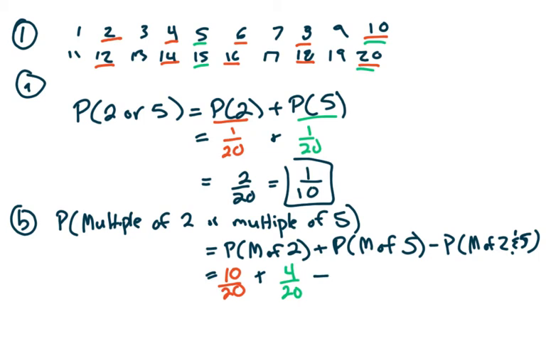Minus ones that are multiples of both. This would be minus 2 out of 20, because both 10 and 20 are multiples of both 2 and 5. So 10 plus 4 minus 2 is 12 out of 20, which will reduce to 3/5.